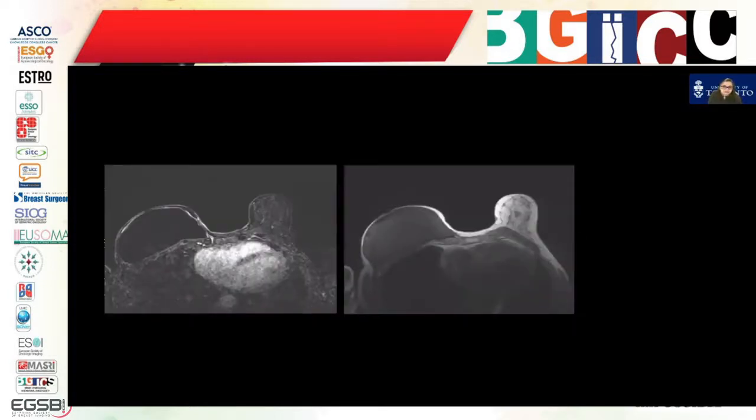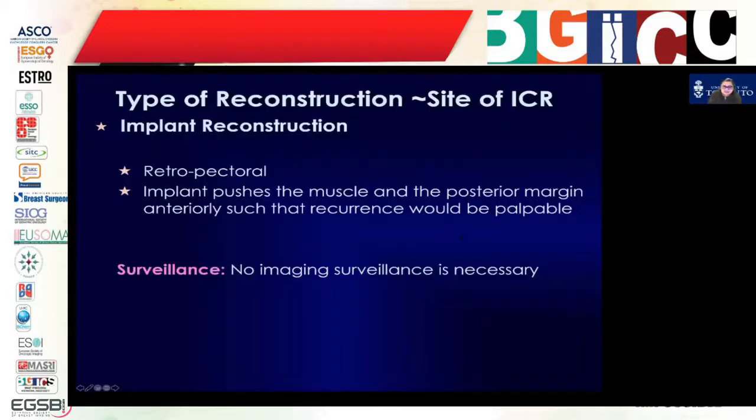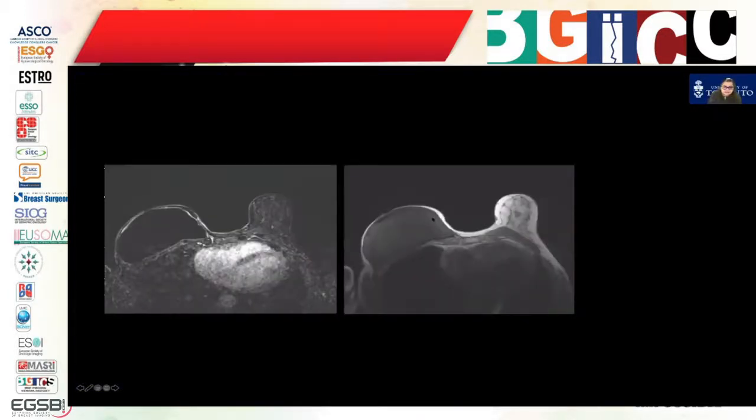Here's a nice example of an implant reconstruction, a fairly large size implant in this woman. You can see that there's hardly any tissue left behind. In fact, even the pectoralis gets pushed anteriorly and is really stretched thin here. So if anything were to develop, you would immediately palpate it. So this is a nice silicone implant which is intact.